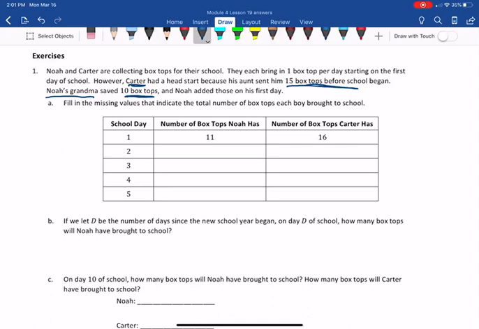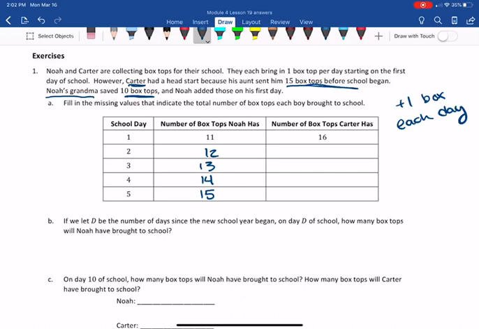So remember, they each had 1 box top each day. Sorry, Mr. Memphis, having a hard time writing. Let's just erase that too. So if I look, 1 box top each day. So for Noah, on day 2, he brings in another. He would have 12. On day 3, he brings in another. He has 13. If he brings another one, on day 4, he has 14. And day 5, he has 15.